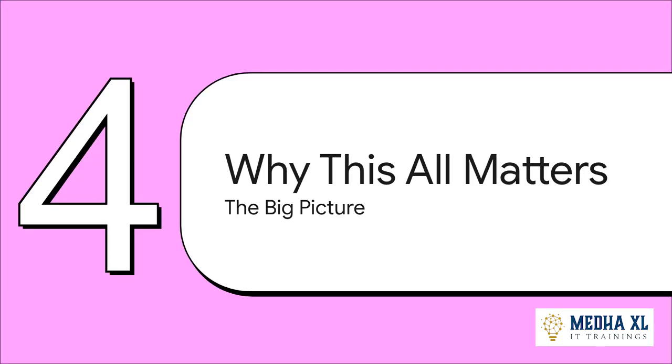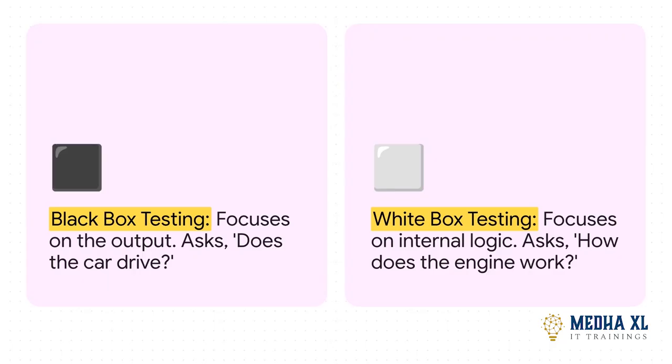So we've been way down in the details of one tiny little function. Now it's time to zoom all the way out and talk about why any of this matters in the real world. What's the big picture here? This slide just nails the difference between the 2 main ways of thinking about testing. You've got black box testing, which doesn't care about what's inside. It just asks, if I do this, do I get the right result? It's like asking, does the car drive? But white box testing, like we've seen, is totally different. It asks, how does the engine actually work? It's all about the process, not just the final result.